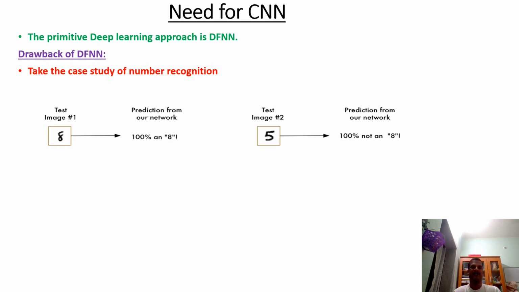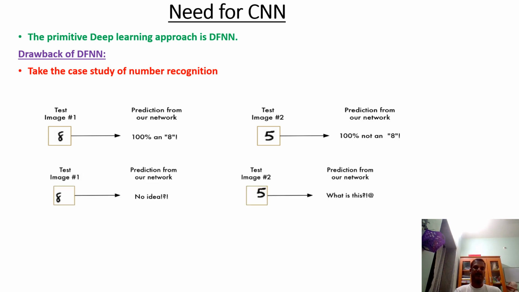Say, for example, you have a DFNN in your computer and it is designed to recognize the character or alphabet 8. When you give an input image, as we are seeing here, it says 100% an 8 if it is an 8. When you give an input as 5, it says 100% not an 8. So it is very clear. Now after 10 minutes, you are giving another set to the same algorithm. Again, you are giving the same 8 and the same 5.